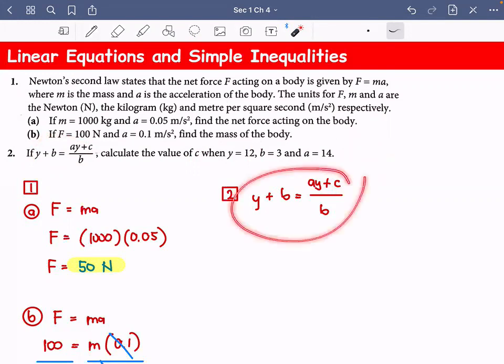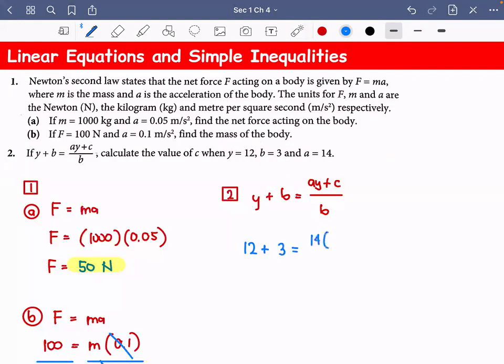So if y is 12, you put in 12 here. If b is 3, you put in 3 here. And if a is 14, you put in 14 here. Now, let's do that. So y is 12, so that's 12 plus 3 equals 15. That's for the left side. And on the right side, a times y is 14 times 12, plus c over b. What is b? b is 3.